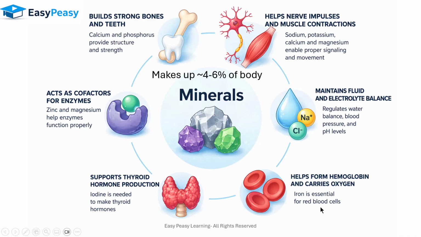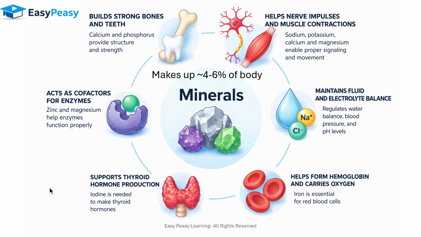Minerals like iron are essential for our red blood cells, as they help in making hemoglobin that is going to carry oxygen. Minerals like iodine are needed to make thyroid hormones, and support thyroid hormone production. Minerals like zinc and magnesium help enzymes function properly because they act as cofactors for enzymes. And there are many other functions that are not shown in this picture as well.